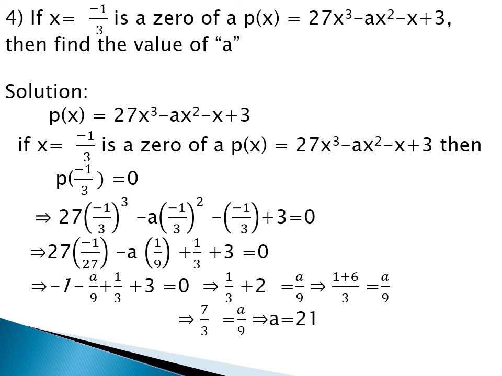The important point here is that when it is given that minus 1 by 3 is the 0 of p of x, you have to start the solution as p of minus 1 by 3 equal to 0. Then substitute the values. You have to solve for the unknown variable. I think I have completed the problems related to this one. You can complete the exercise.